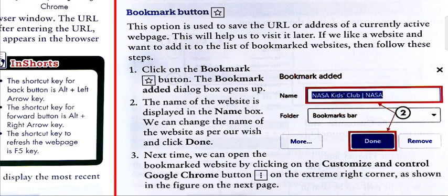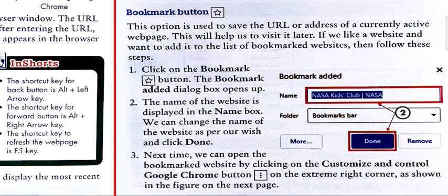The bookmark add dialog box will appear. Okay, this is the bookmark add dialog box. Then the name of the website is displayed in the name box. This is the name of the website which you want to add to the bookmark list. Next, we can change the name of the website as per our wish and click done.